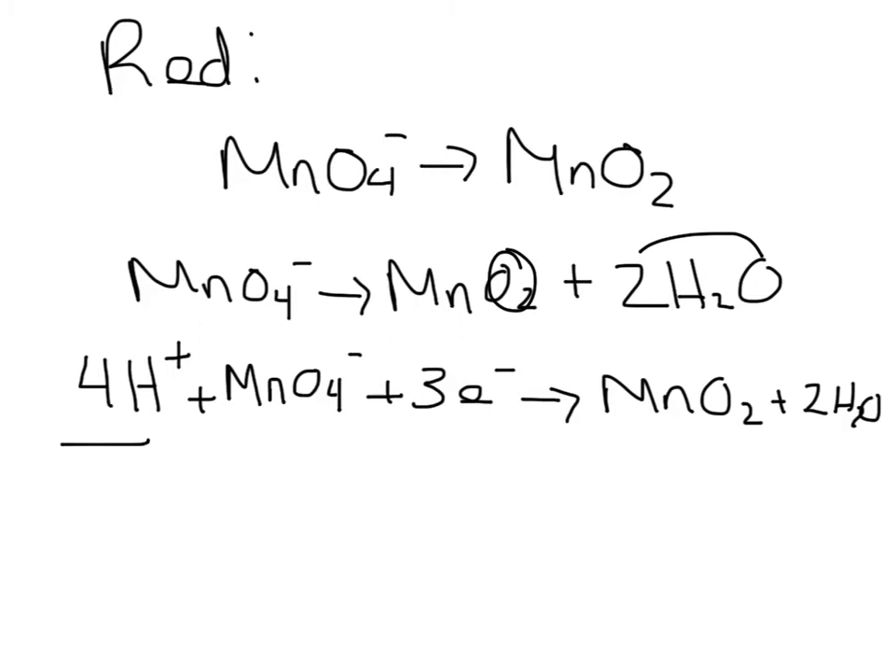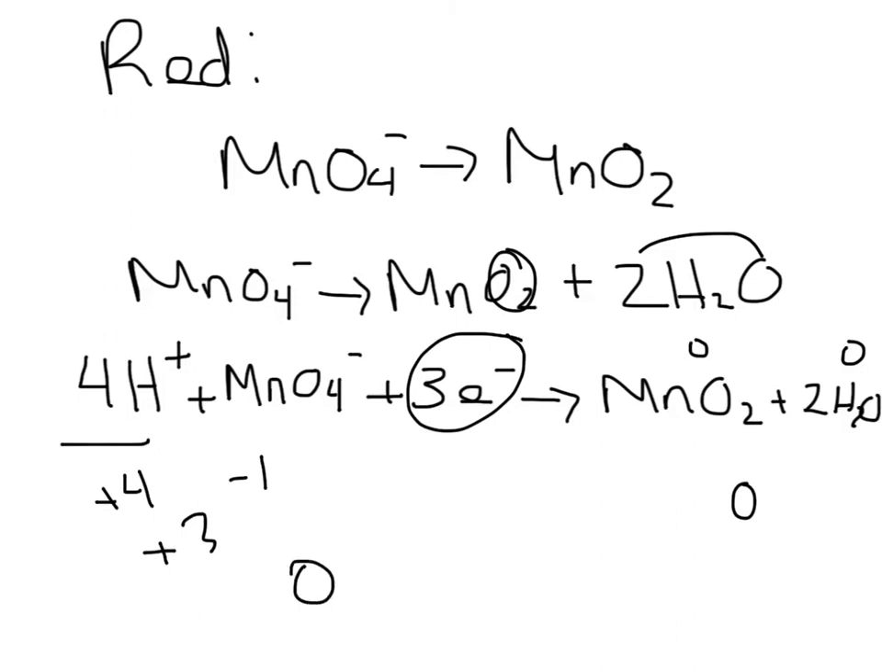So now I'm balanced atomically because I have equal numbers of atoms on all sides, but I have positive 4 here with a -1, and over here I have a charge of 0 and a charge of 0. So I have a positive 3 charge right now on the reactant side with a charge of 0 on the product side. So that's why I included the plus 3 electrons. That way I would have a 0 charge on the reactant side to balance that 0 charge on the product side. So now we are balanced atomically as well as electrically.